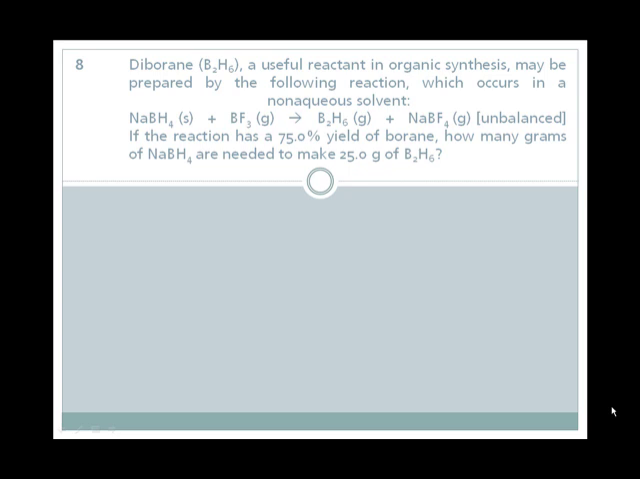As with all chemistry calculations, the first step to solving the problem would be to write a balanced equation for the reaction. Now here is the balanced equation. We have 3 moles of sodium borohydride reacting with 4 moles of boron trifluoride to give you 2 moles of B2H6 and 3 moles of NaBF4.